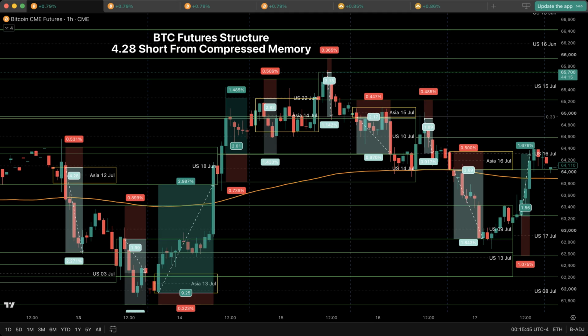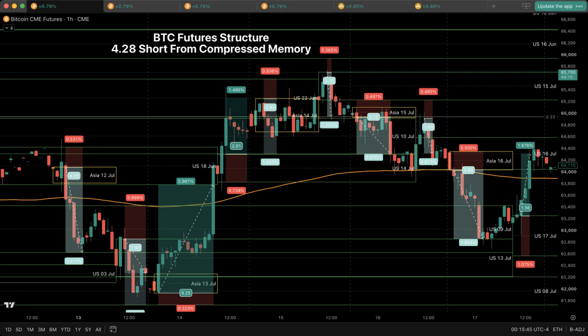The edge comes from compressed upper memory failing. The edge comes from the stop protecting the parent box. The edge comes from July 9th U.S. memory giving target distance. July 12th Asia gives the first message. The session forms inside June 18th U.S. memory. The box compresses by about 50%. Price cannot stay at the upper side. It breaks toward July 9th U.S. memory.